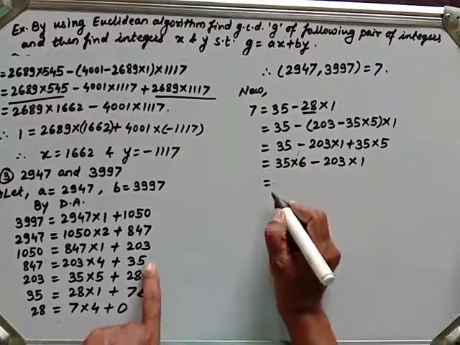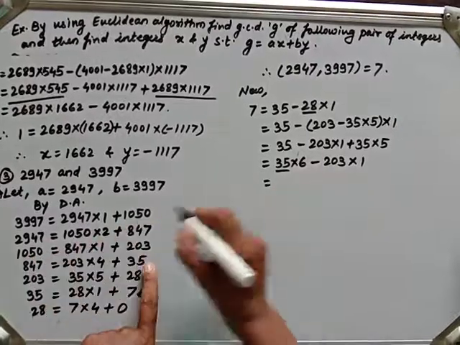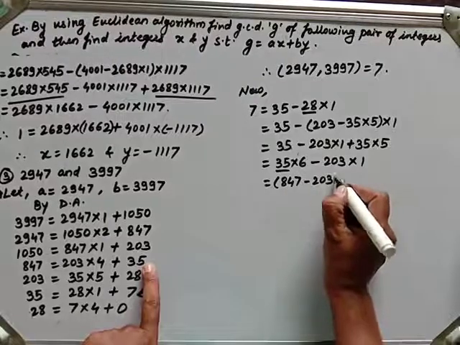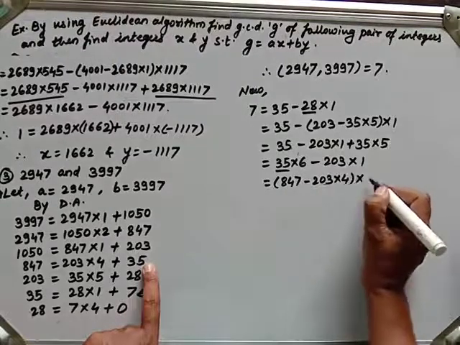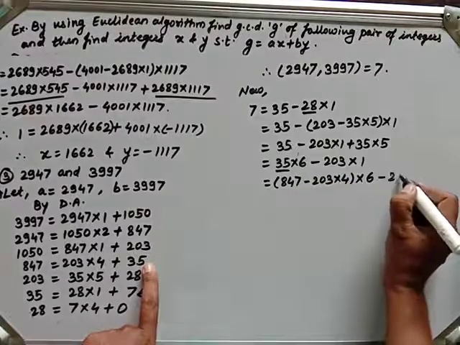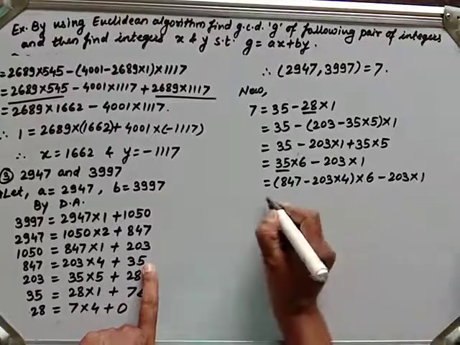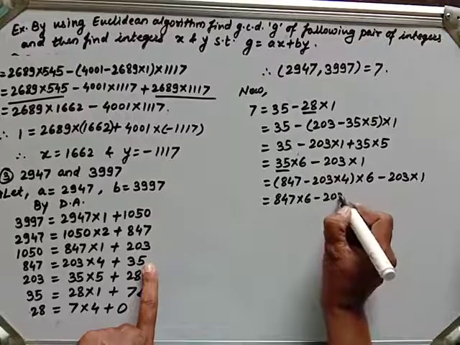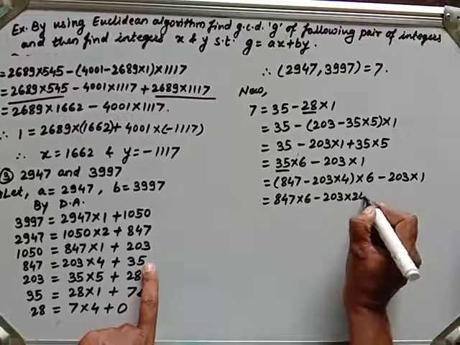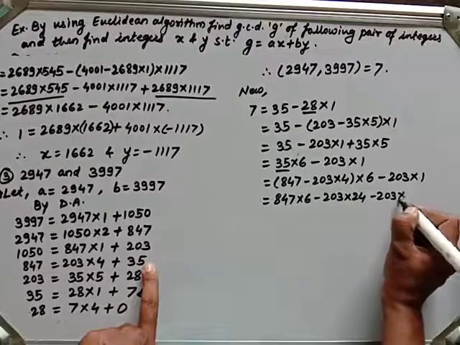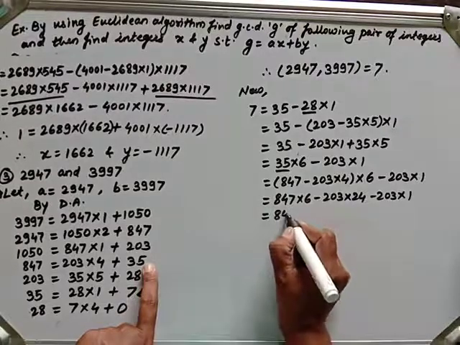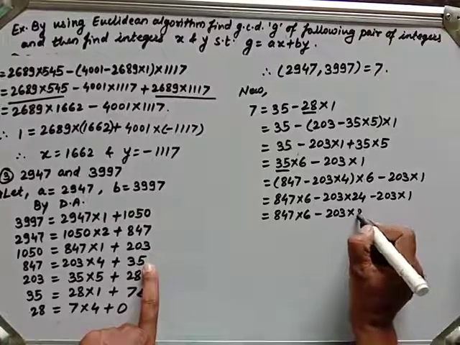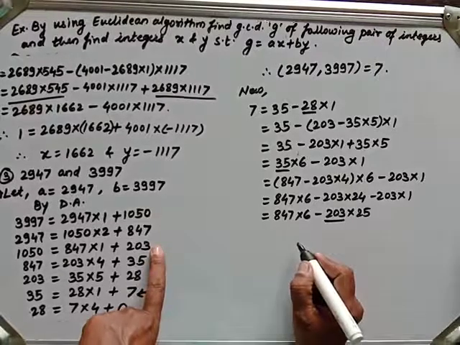Now put the value of 35. 35 is equal to 847 minus 203 multiplied by 4, and this multiplied by 6 as it is, minus 203 multiplied by 1. So it will be 847 multiplied by 6 minus 203 multiplied by, this is 24, minus 203 multiplied by 1. So it will be 847 multiplied by 6 minus 203 multiplied by 25. Now substitute 203 from this equation.